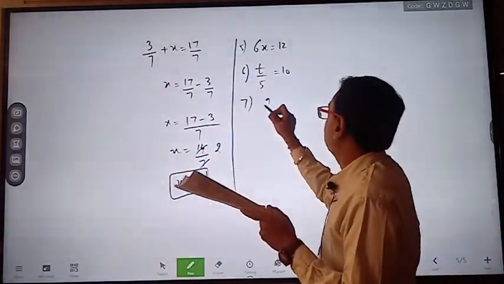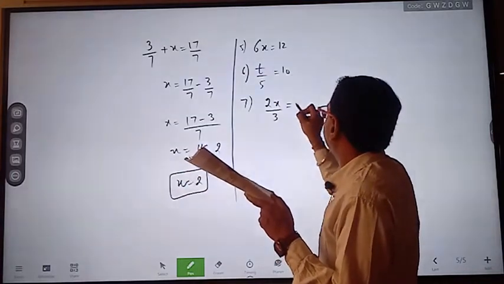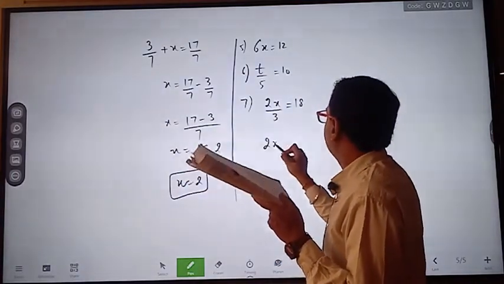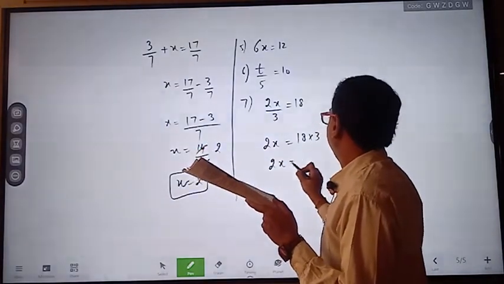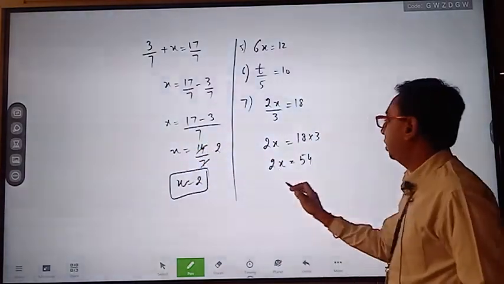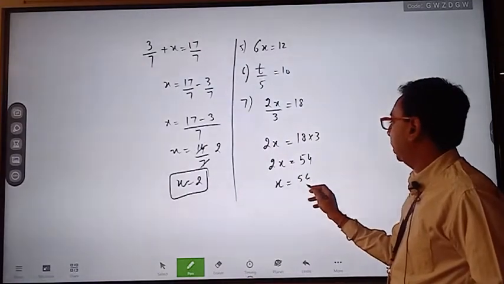Question number 7. 2x by 3 is equal to 18. Simply 2x. Here divide, there multiply. 18 into 3. 2x is equal to 54. Here multiply, there divide. 54 by 2.